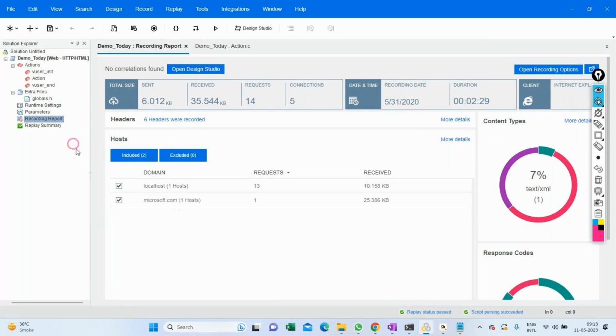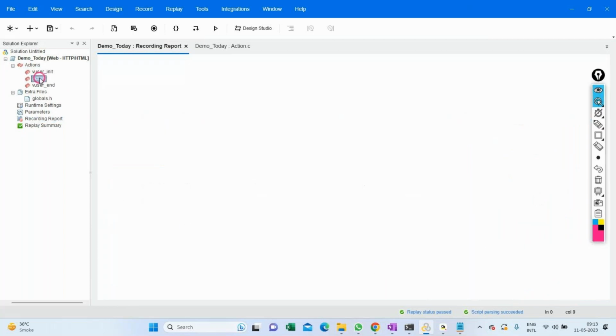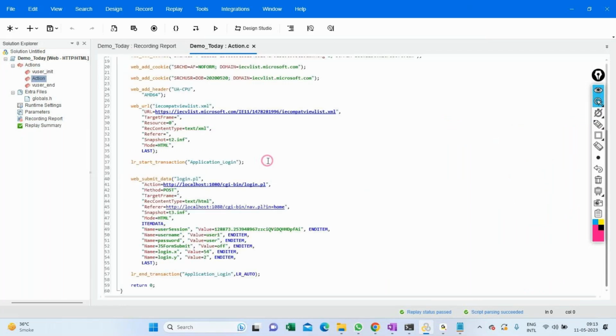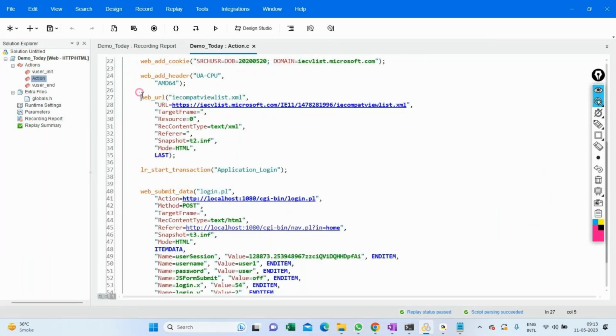For example, if I go to action now, see here, there is something unnecessary here. This domain is not related to us. iecvlist.microsoft.com. This is not our application. Our application is this localhost 1080. This is our application. This is something unnecessary which got recorded.